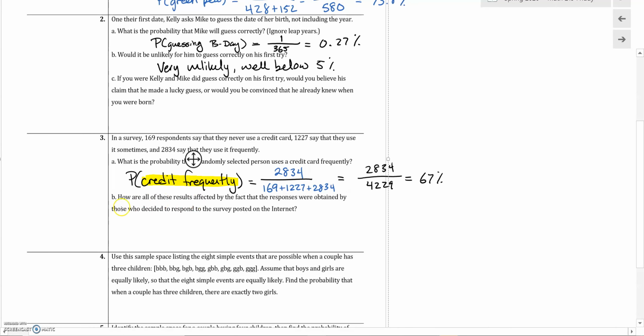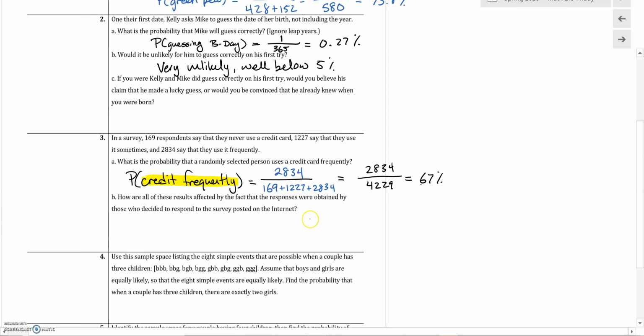So we left off with finding the probability of someone that uses a credit card frequently. And again, we said, well, there's 2,834 people that say they use the card frequently, out of all the possible number of people that were surveyed, right? Those were all the people surveyed. So we tallied them up, divided them out. There's my percent. And then here it says, how are all of these results affected by the fact that the responses were obtained by those who decided to respond to the survey posted on the internet?